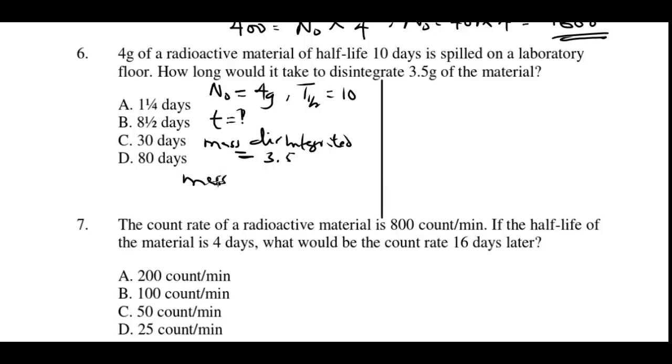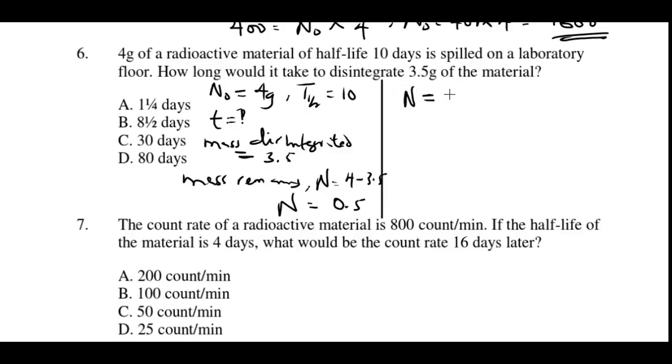We need to know the mass remaining because we already have the initial mass to be 4 gram. So the mass remaining is our N, and that will be 4 minus 3.5, so that is 0.5. So our N is 0.5 and our N naught, the initial quantity, is 4 gram. So it's like we have everything we need.